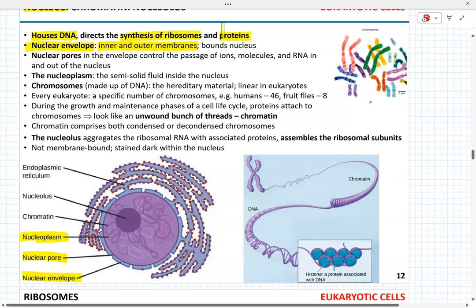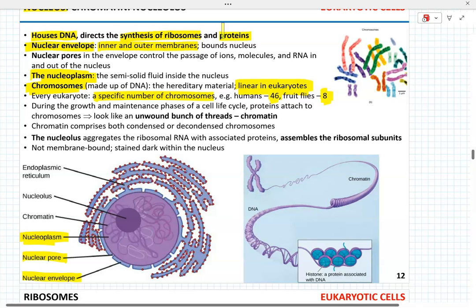Nucleus is filled by a nucleoplasm, which is similar to cytoplasm or cytosol in its chemical composition and is also a semi-solid fluid-like substance that maintains the nuclear shape. DNA in the nucleus is organized into chromosomes. In eukaryotes, chromosomes are linear and represent the hereditary material that carries the traits from parents to offspring. Every eukaryote has a specific number of chromosomes. For instance, humans have 46, fruit flies have 8.